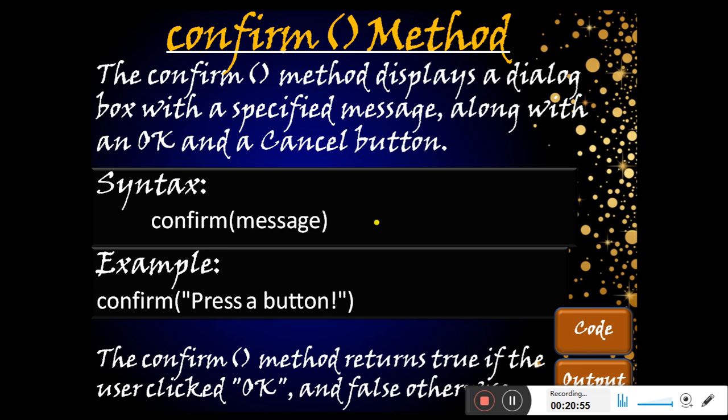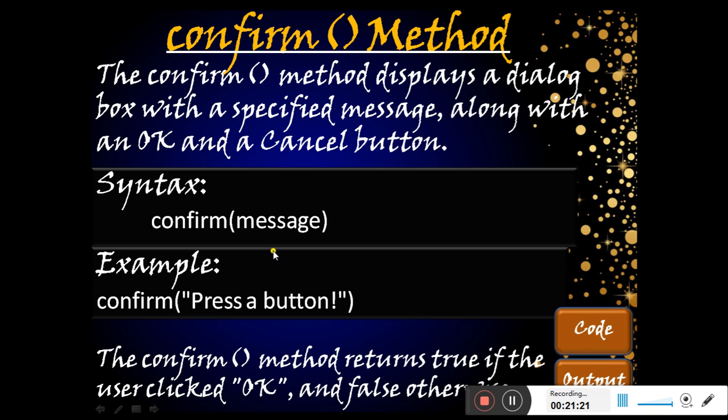If you click on the OK button it will return true, and if you click on the cancel button it will return false. So a boolean value is returned by this. The syntax of this is confirm and a message box. Whatever message you want to pass, you can pass it here.